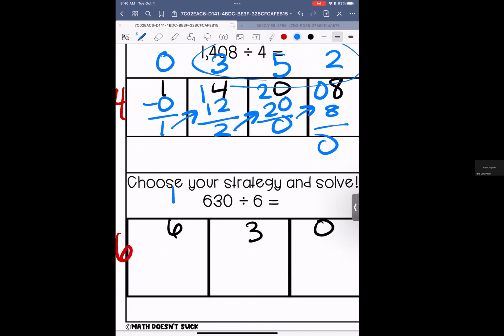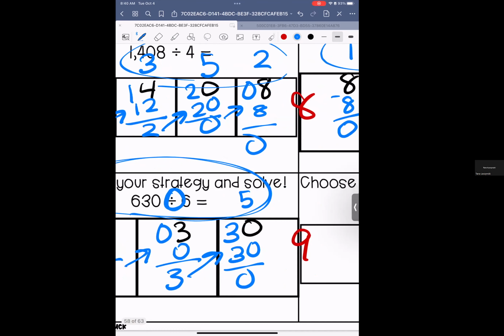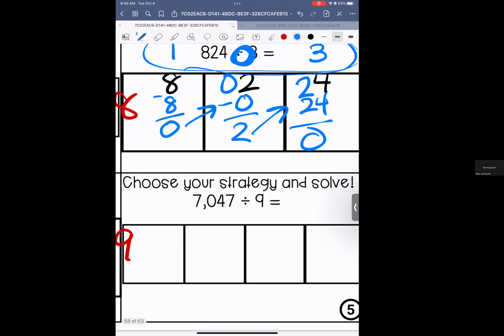2 more. This one is 630 divided by 6. 6 goes into 6 one time with nothing left. 6 does not go into 3. But when we bring it next door, it goes into 30 5 times exactly. With nothing left over, our answer is 105.